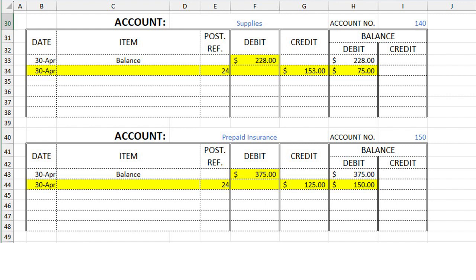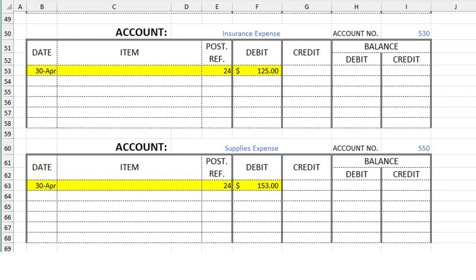In the prepaid insurance account, fill in the balance debit of $375 into the general debit column. On the next line, the date is April 30th and the post reference is page 24 from the journal. The general credit is $125 and the balance debit is $150. This completes the journal and general ledgers.